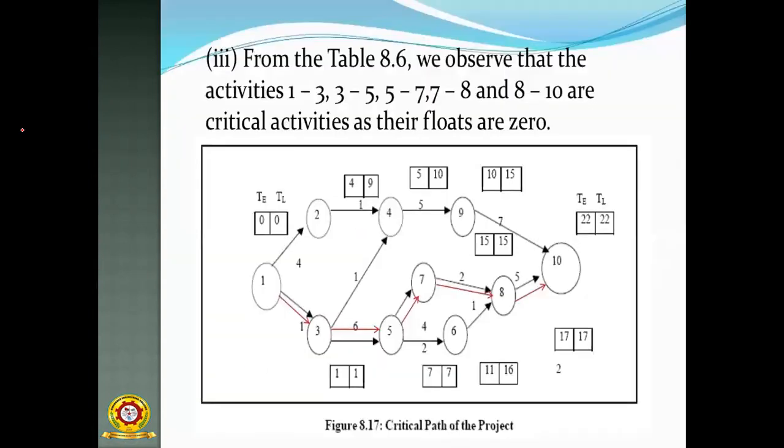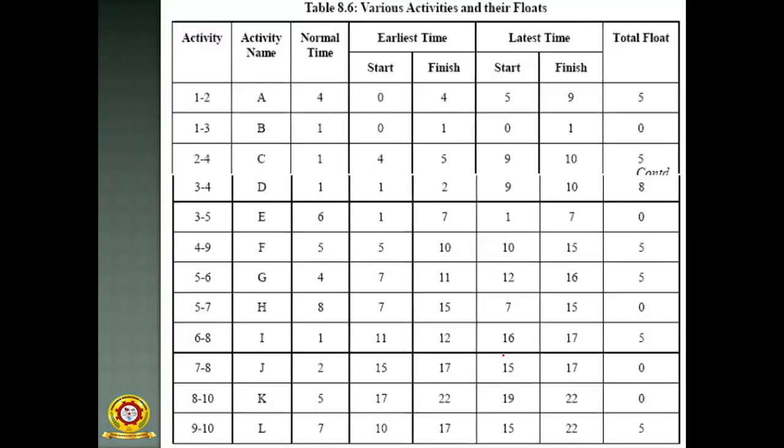Then from table 8.6 you observe that the activities 1 to 3, 3 to 5, 5 to 7, 7 to 8 and 8 to 10 are critical activities as their floats are 0. So you have to observe what the floats are. Suppose for 1 to 3 the float is 0, 3 to 5 the float is 0, 5 to 7 the float is 0, and 8 to 10 the float is 0. So the total floats are 0 for these.